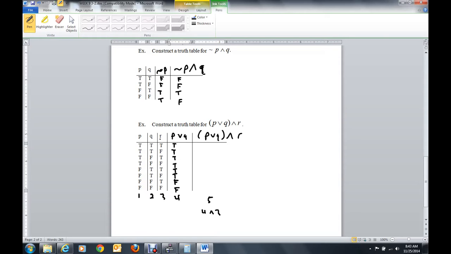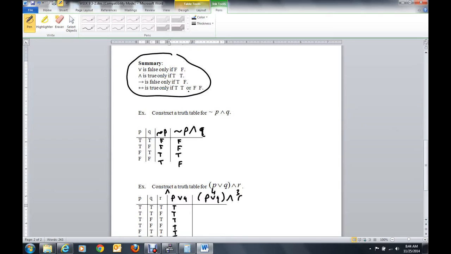So now for our fifth column, the answer column, we just look at these two columns. We're looking at P or Q with the R, so 4 with the 3. And this is our AND. The main thing is we're doing the AND on these two columns, fourth with the third, fourth with the third, fourth with the third. And remember, AND is only true if they're both true.